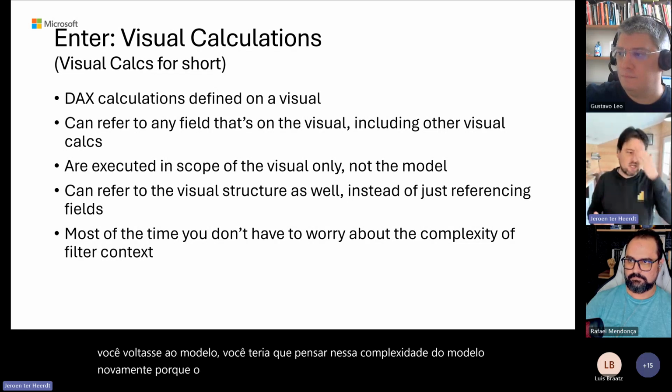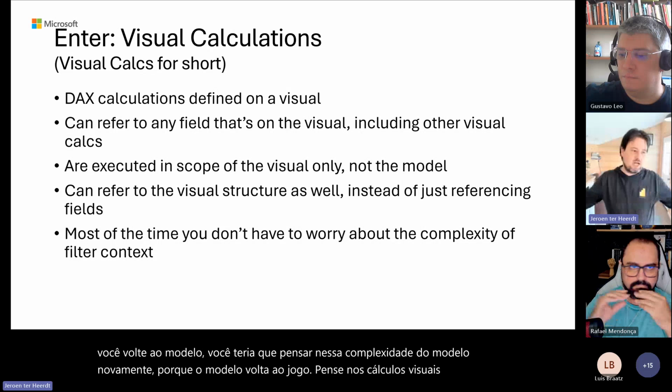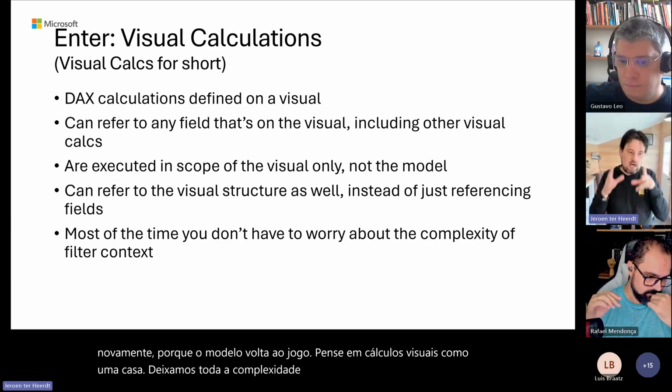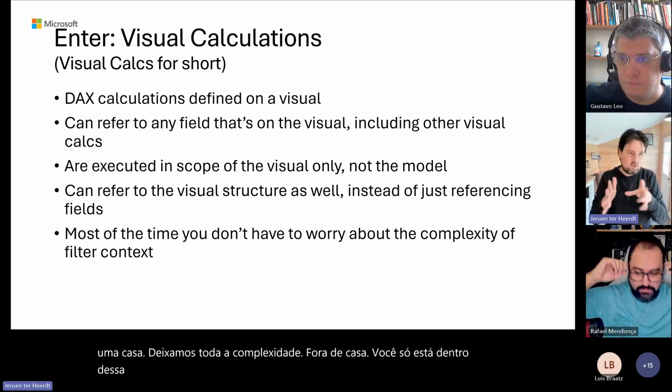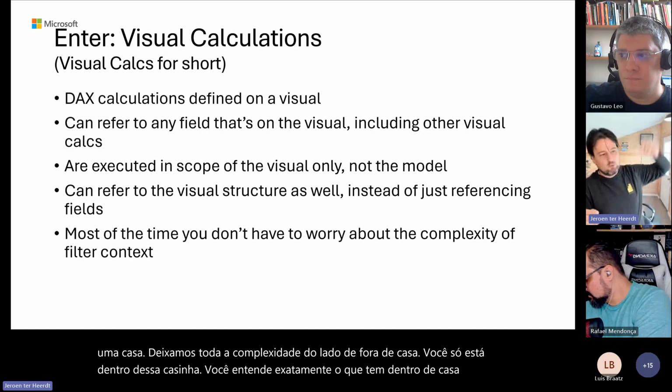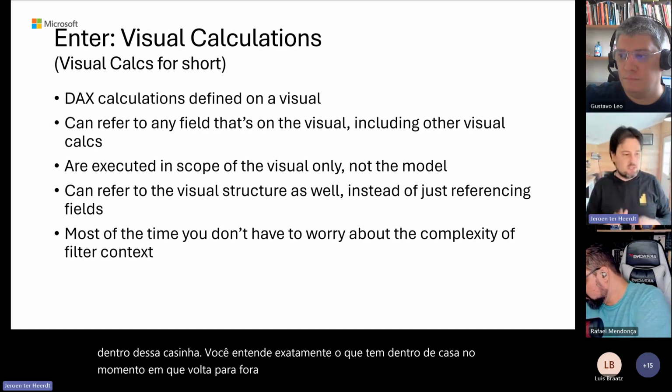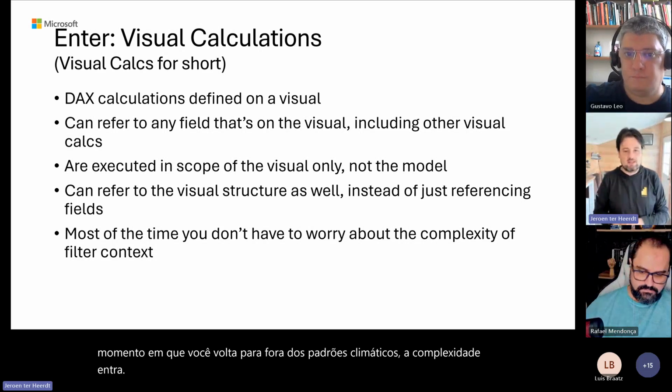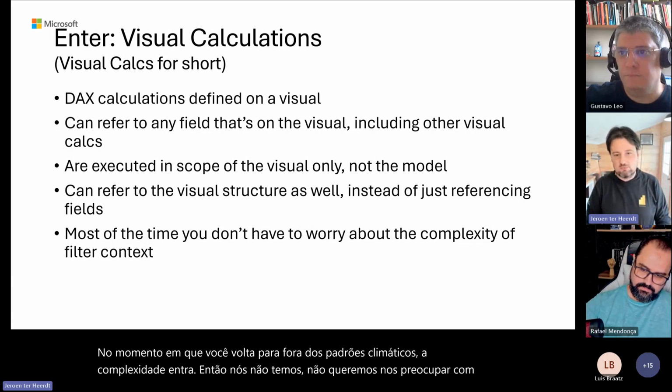Think about visual calculations as a house. We just left all the complexity outside of the house. You're only inside this little house. You understand exactly what you have inside of the house. The moment you reach back outside, the weather patterns come in, the complexity comes in. So we don't want to worry about that. So visual calcs can only refer to what's on the visual.